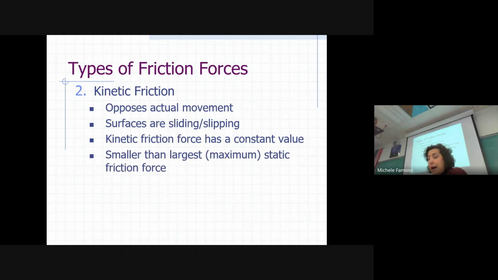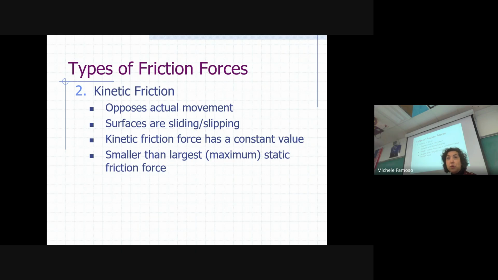And it turns out that once you get something to move, the amount of kinetic friction that's there is always less than that maximum static friction amount. That's why I had to give it a real oomph to get that file cabinet to move, and then I could back off. Have you ever noticed that?